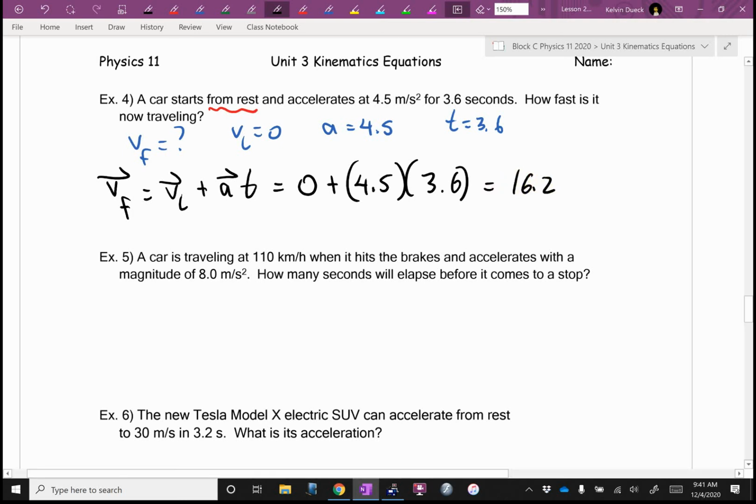16.2 what? Meters per second. And we found the velocity. The fact that we got a positive answer, if they specifically said, give me a direction, I'd say forwards or east or something. If I got a negative answer, I'd know going backwards. Is that all right? Let's do another one.